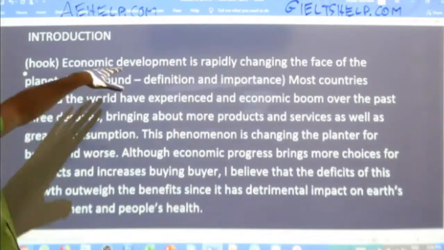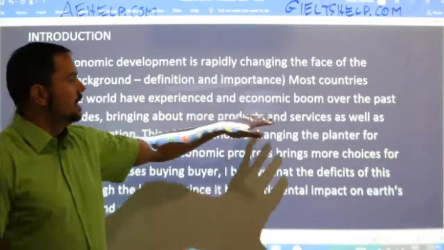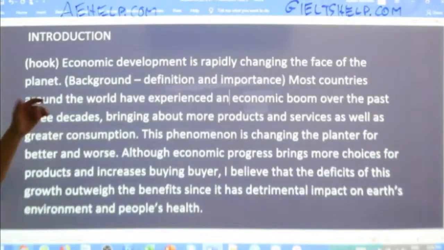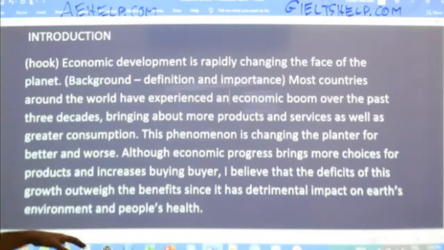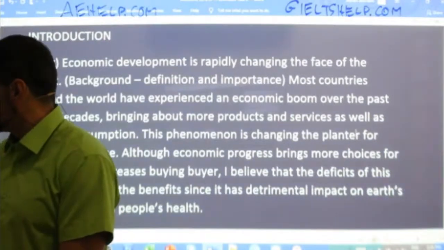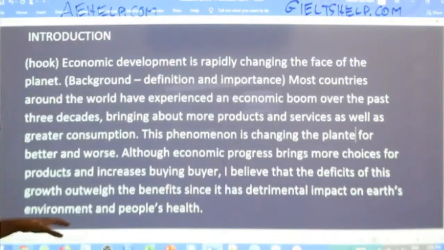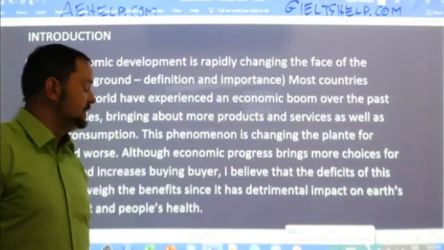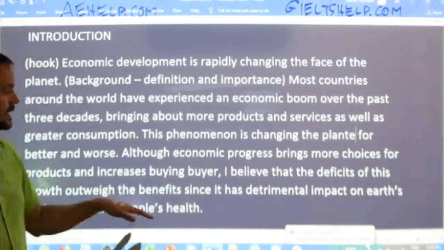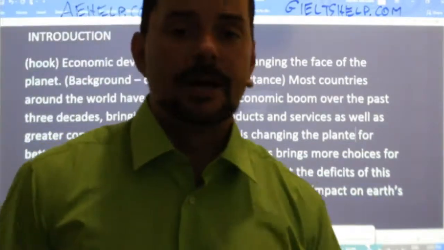Here we go. Economic development is rapidly changing the face of the planet. Most countries around the world have experienced an economic boom over the past 3 decades. Thank you, Begzod, for that. Bringing about more products and services as well as greater consumption. This phenomenon is changing the planet for better and worse. Although economic progress brings more choices for products and increases buying power, I believe that the deficits of this growth outweigh the benefits, since it has detrimental impact on Earth's environment and people's health. All right, that is my introduction. That's guaranteed a Band 9 level introduction.